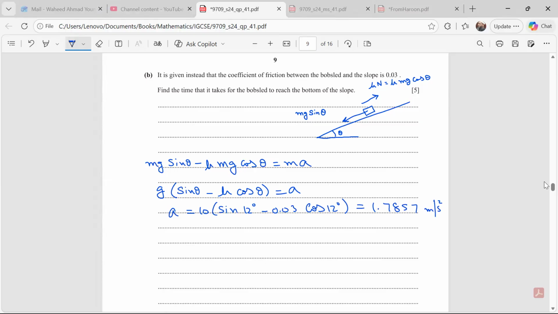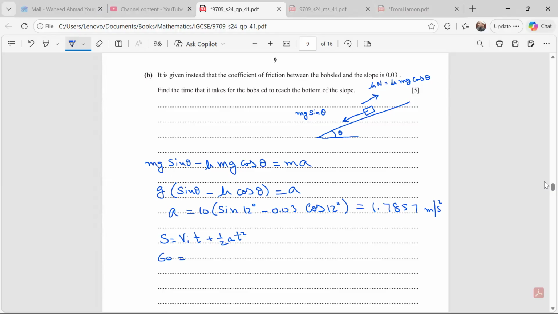Now let's apply the equation of motion. s equals vi t plus half a t squared, right? We are using this equation because it has distance, it has acceleration and time. We know the acceleration, we know the distance, we need the time. That's why we are using this equation. So distance is 60.